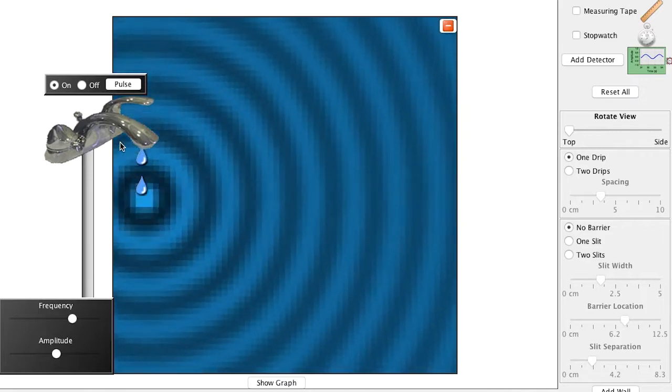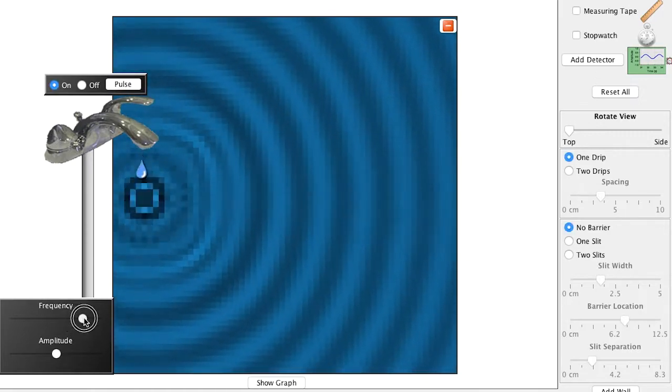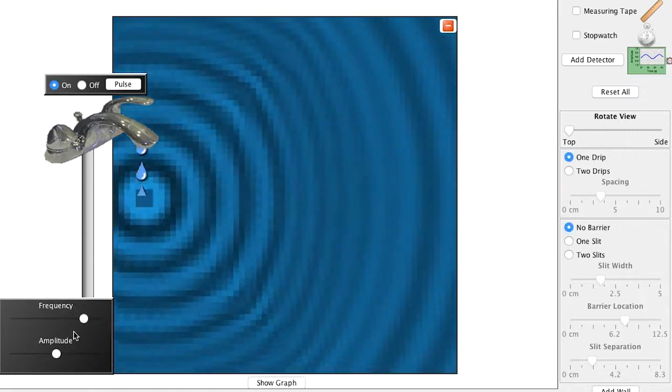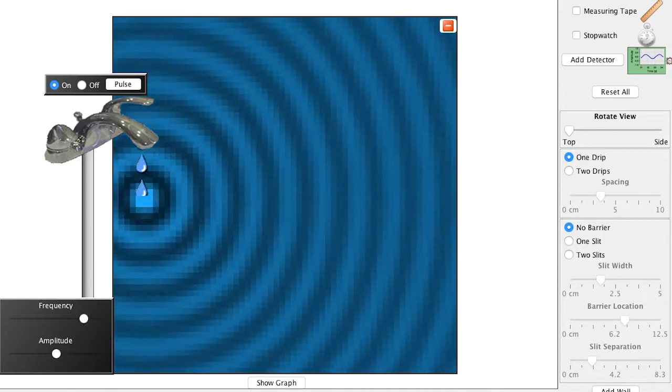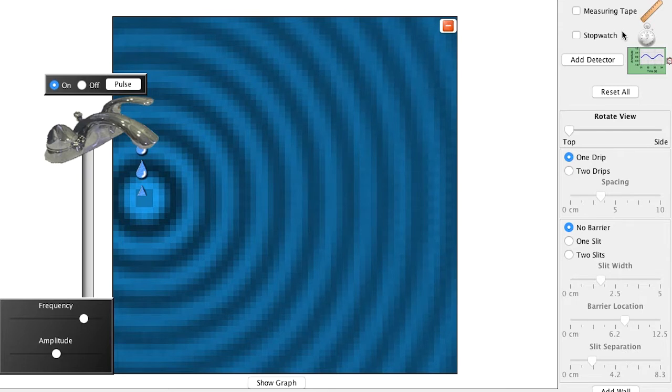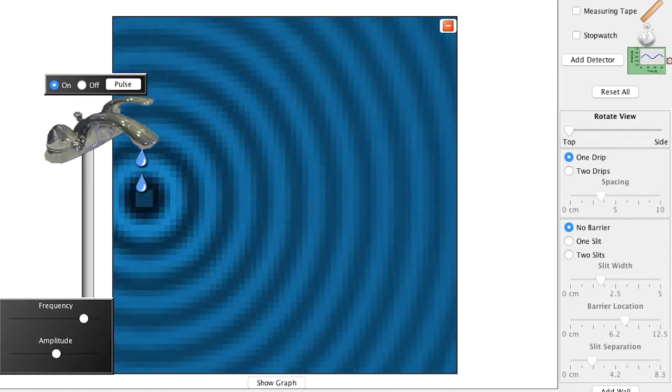So here I have a dripping tap, and I have the ability to control the frequency and the amplitude, and we're just concentrating on the frequency at the moment. If I pause this for a brief moment, you can see that we have successive wavefronts, and of course they represent the crests and the troughs of these waves, and they're radiating in two dimensions. But no way can we actually see any interference because we have only one wave.